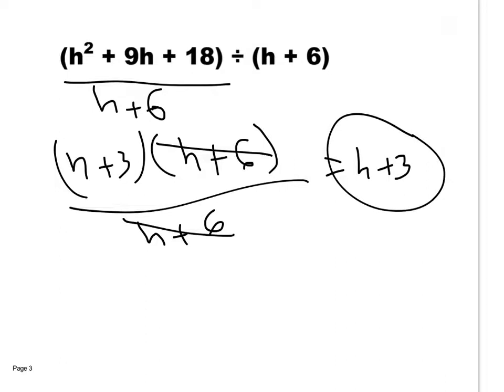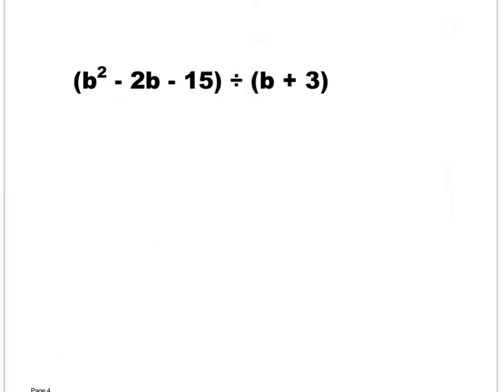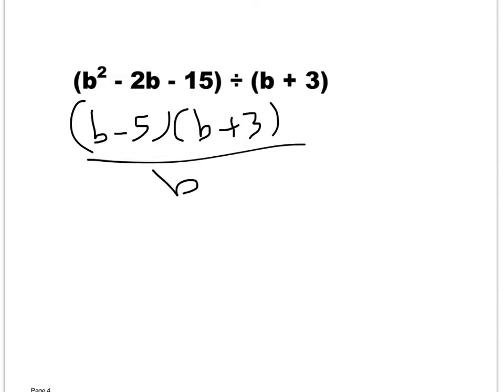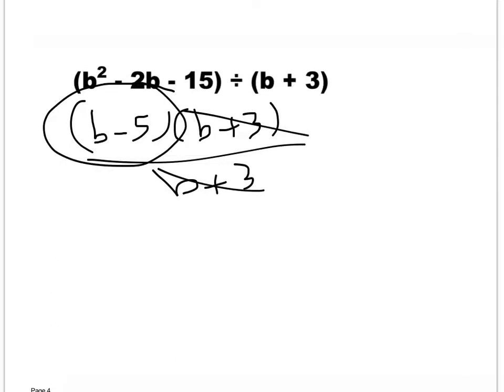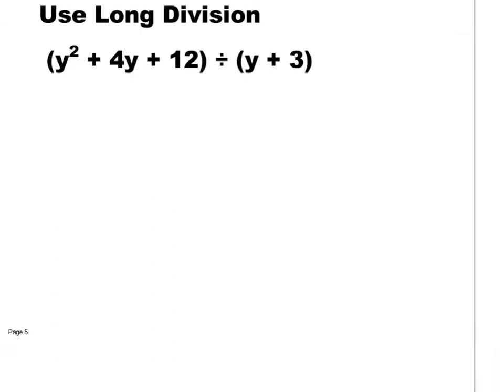So that's if you're dividing by a binomial. So I factor b squared minus 2b minus 15 into b minus 5 and b plus 3. I divide by b plus 3. That means I get rid of that, and there's my answer, b minus 5. Alright, so now we're going to use long division. Sometimes it doesn't factor. y squared plus 4y plus 13, we can't factor that into anything. Or plus 12. We can't factor that. So what we do is we use long division.